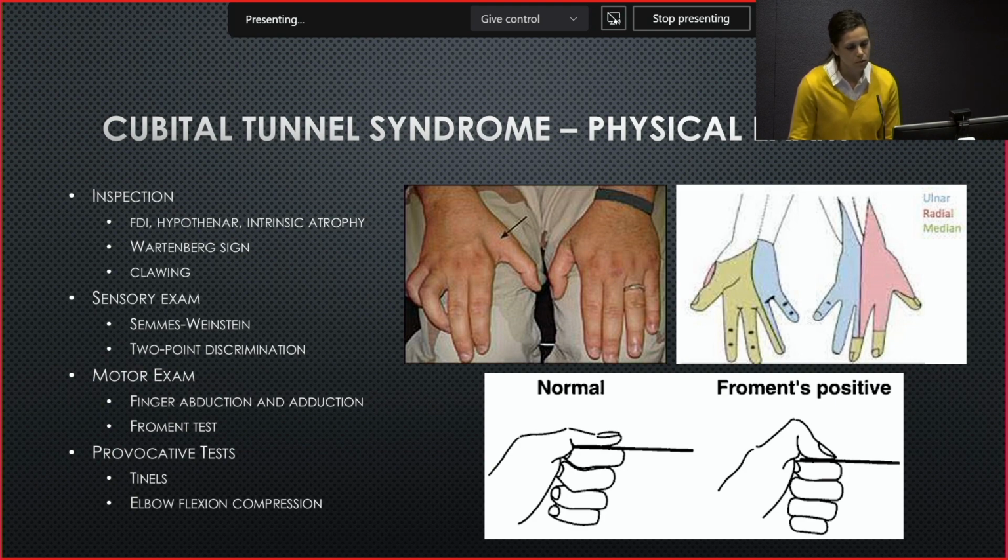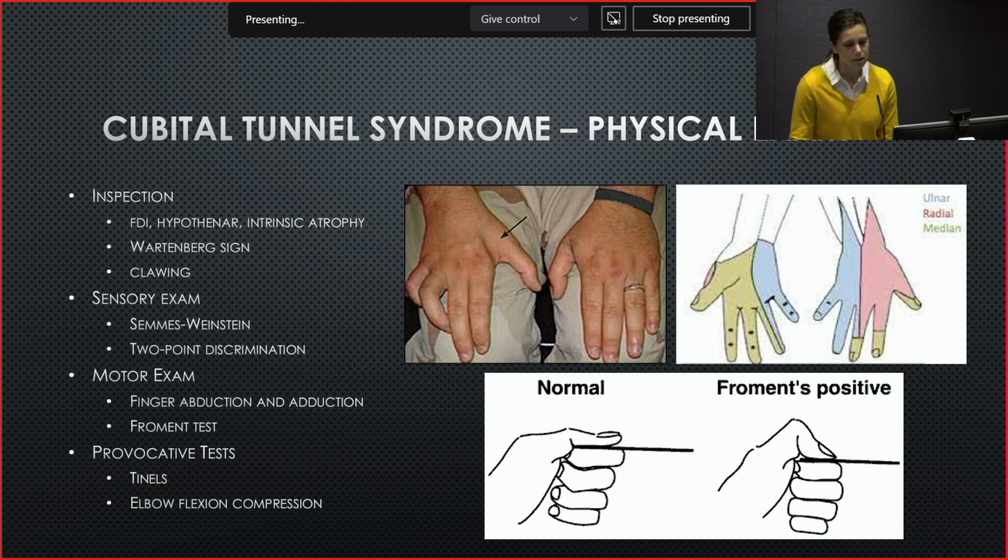So a normal test is when patients can keep their thumb interphalangeal joint flat when they're pinching between the thumb and the index finger. If they flex the thumb interphalangeal joint, then they're using the flexor pollicis longus to hold on to whatever they're pinching because their adductor is weak.